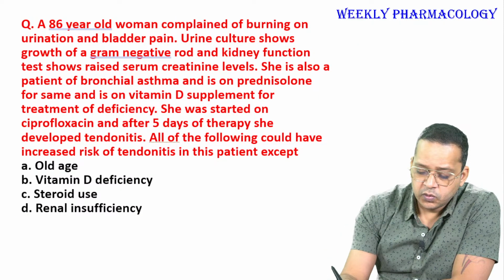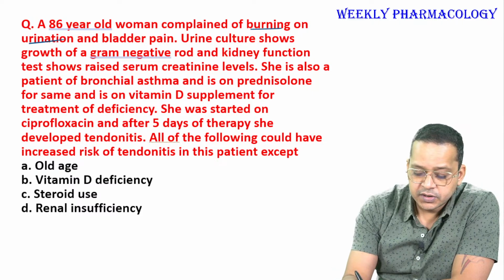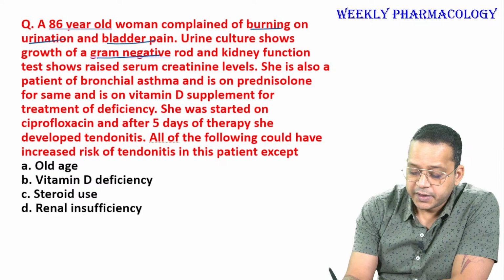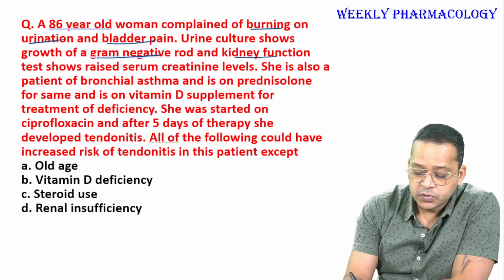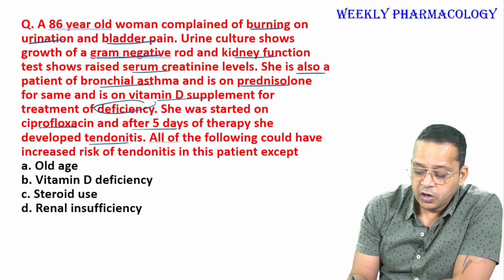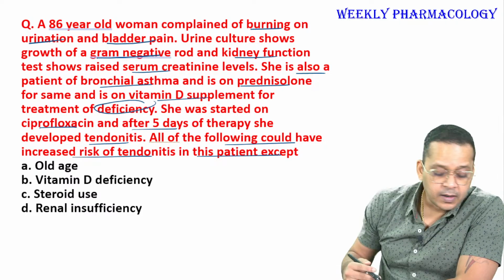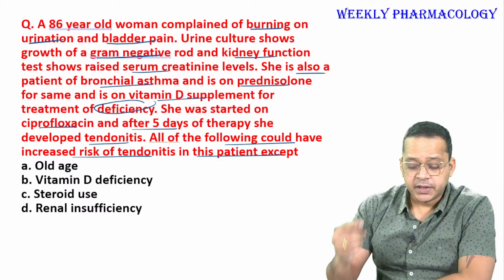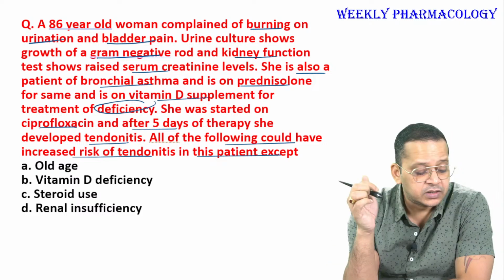An 86-year-old woman complained of burning on urination and bladder pain. Urine culture shows growth of gram-negative organisms, and kidney function tests show raised serum creatinine levels. She is also a patient of bronchial asthma and is on prednisolone for the same, and is on vitamin D supplements for treatment of deficiency. She was started on ciprofloxacin and after 5 days of therapy, she developed tendinitis. All of the following could have increased risk of tendinitis in this patient except: old age, vitamin D deficiency, steroid use, renal insufficiency.